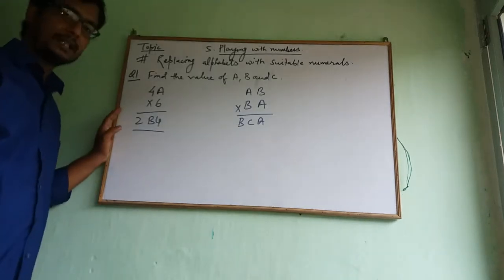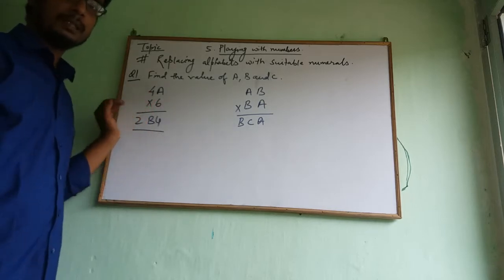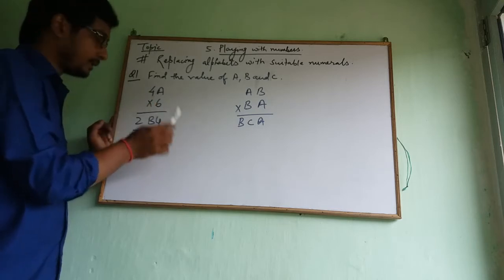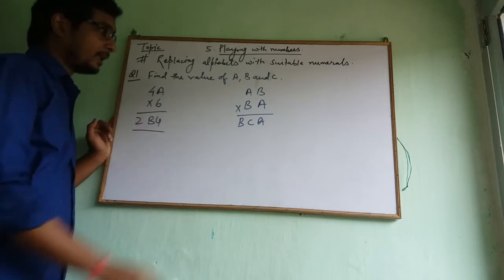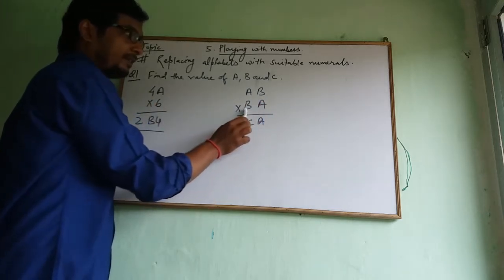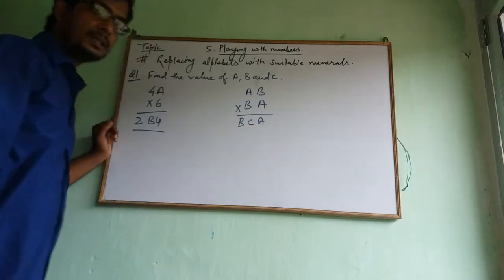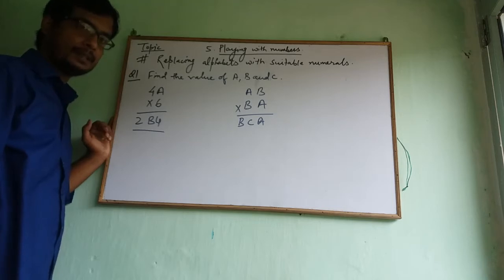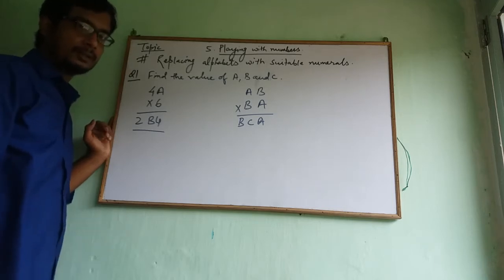Now students, I have taken two questions here. You can see clearly that when 4a is multiplied with 6, it becomes 2b4. And here, when ab is multiplied with ba, the answer is bca. Now I have to find the values of a, b and c. So let's see how we will solve these questions.